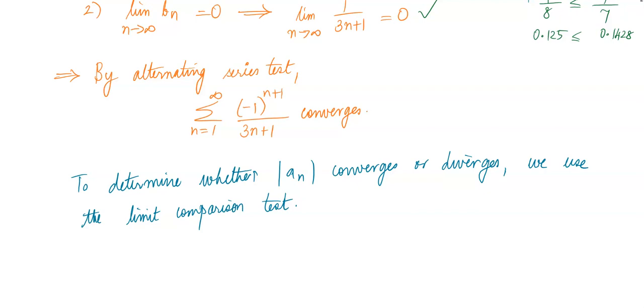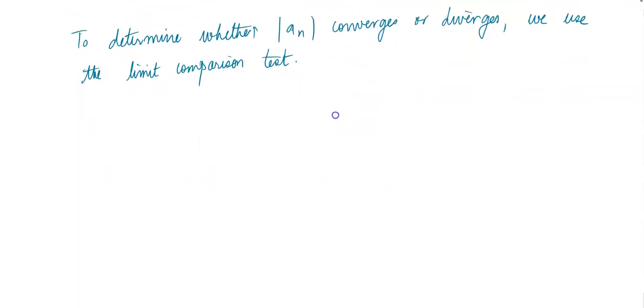If it is equal to 0 and bn converges, then an converges. If it's equal to infinity and bn diverges, then an diverges. So we had those three conditions under the limit comparison test in the previous section, and we're going to call upon that to make our decision, because that test covers convergent or divergent. So let's compare the absolute value of an, which is 1 over 3n plus 1, with something we know.